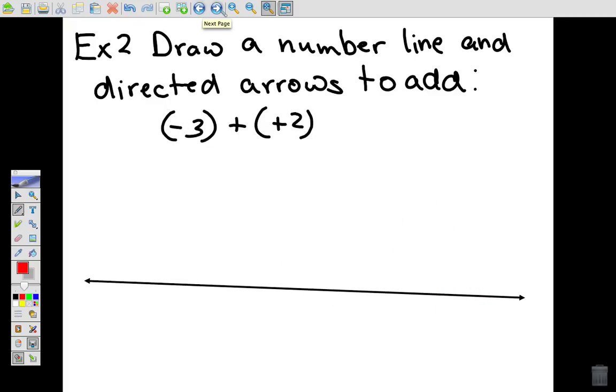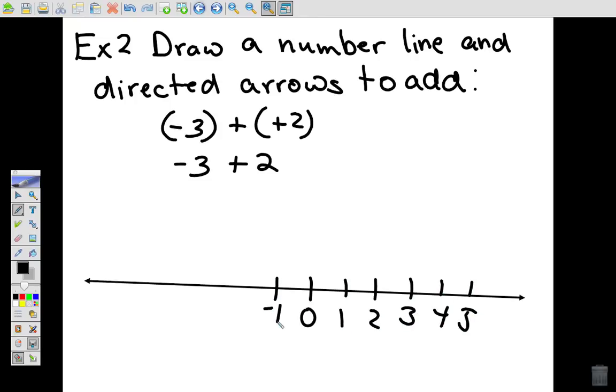Now let's take a look at example 2. Here they want us to take a -3. I would write it like this, -3 plus 2, but sometimes you see examples written different ways. So I'm going to start with 0 in the middle, and that's usually the case, to start with the origin in the middle. And then I'll put some numbers in. And then we'll use the number line to add -3 plus 2.